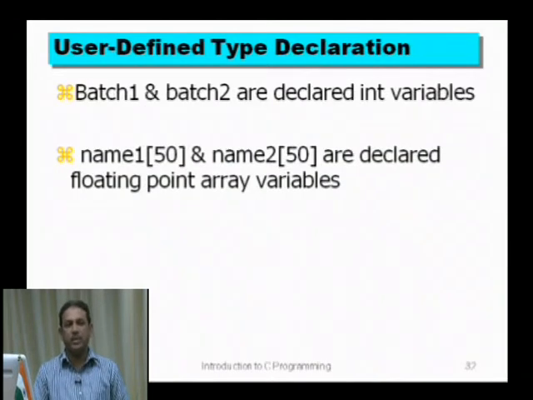That is, batch 1 and batch 2 are declared as integer variables, and name 1 and name 2 are declared as floating point array variables. The square bracket of 50 indicates an array. We will be discussing arrays in a later part. For the time being, you can remember that name 1 is an array variable.